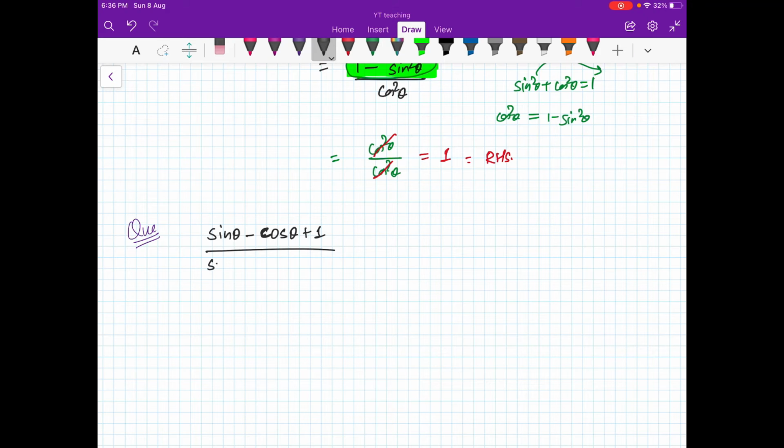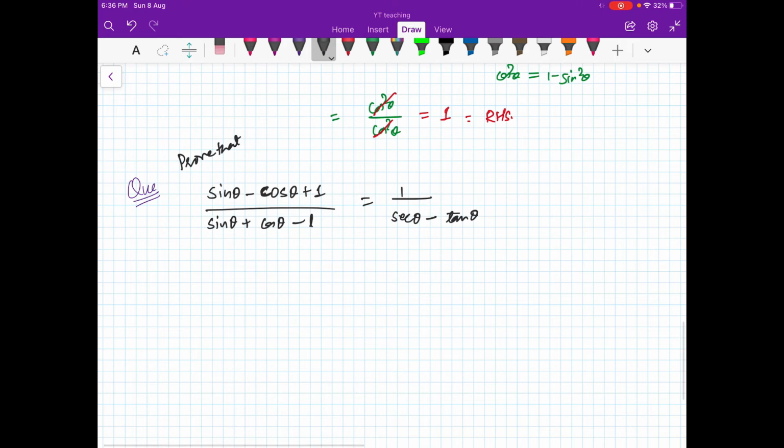Okay, so you have sine theta plus cos theta minus 1. Okay, so you have to prove this. Prove that this is equal to 1 by secant theta minus tan theta, right? So this is our problem. So what I am doing here is, so you see, somehow I have to bring secant theta and tan theta into the picture, right? So these things you will learn when you will practice many such problems, right?